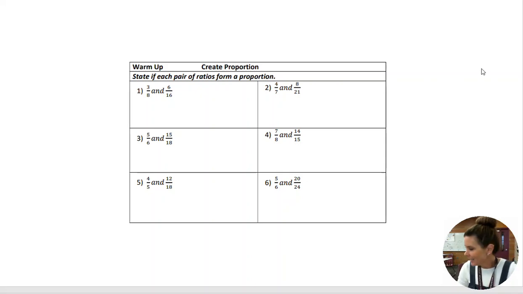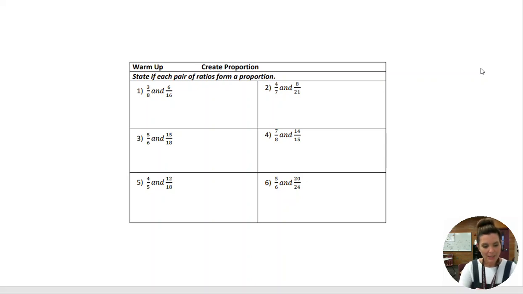You guys, I need you to take out the packet we were working on yesterday, the one that said ratios and proportions. We're going to continue with that today. I asked you to do proportional ratios. You were supposed to solve each proportion for x. We'll go ahead and grade that together when I get back on Thursday, okay?